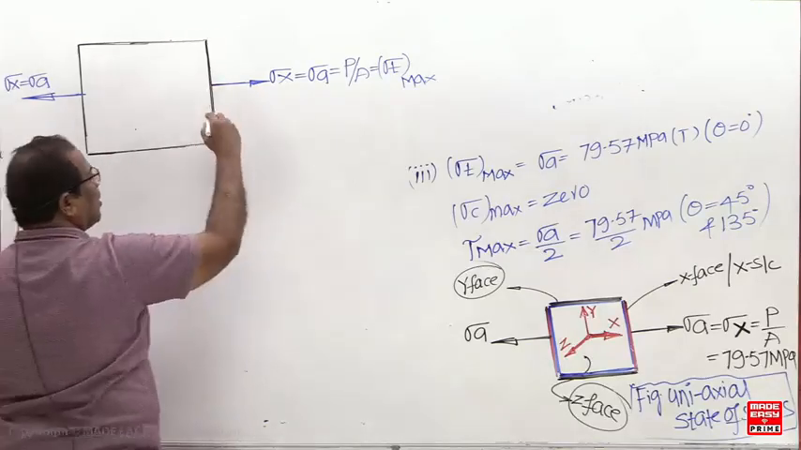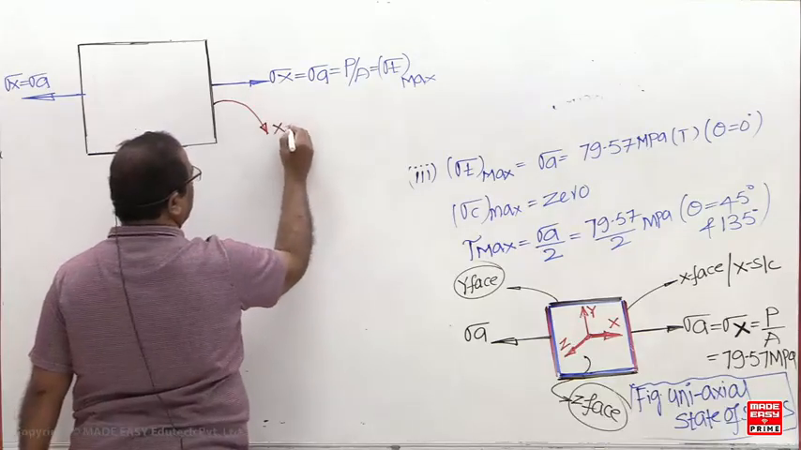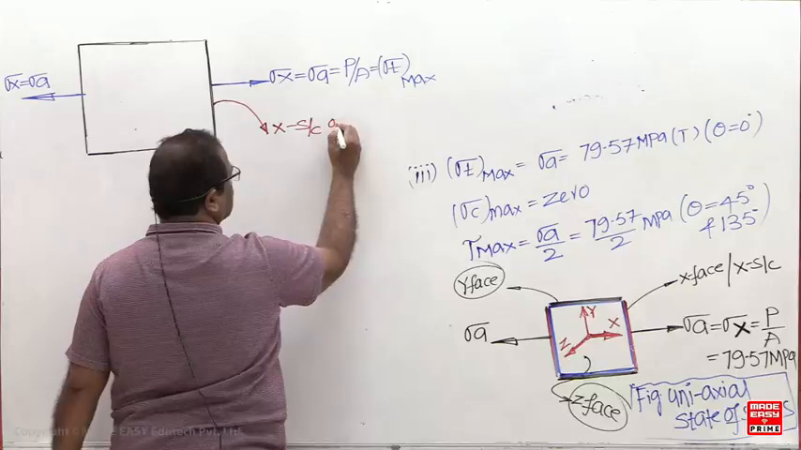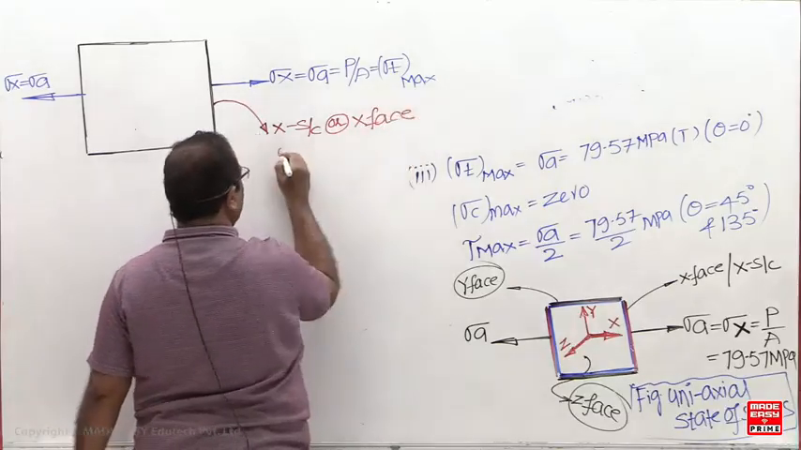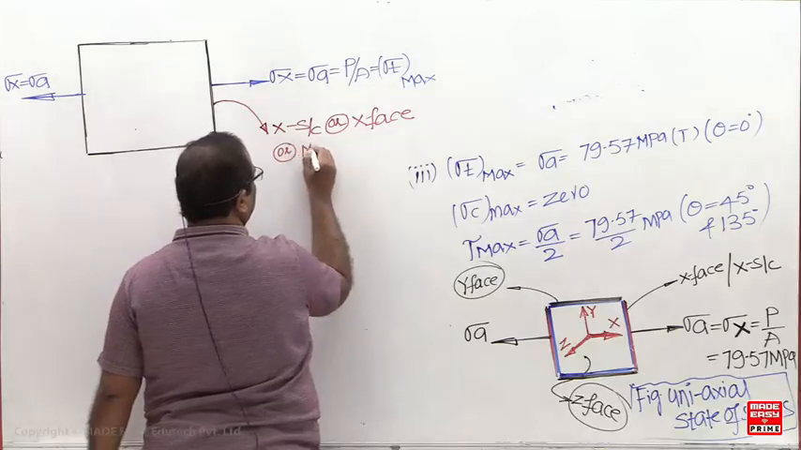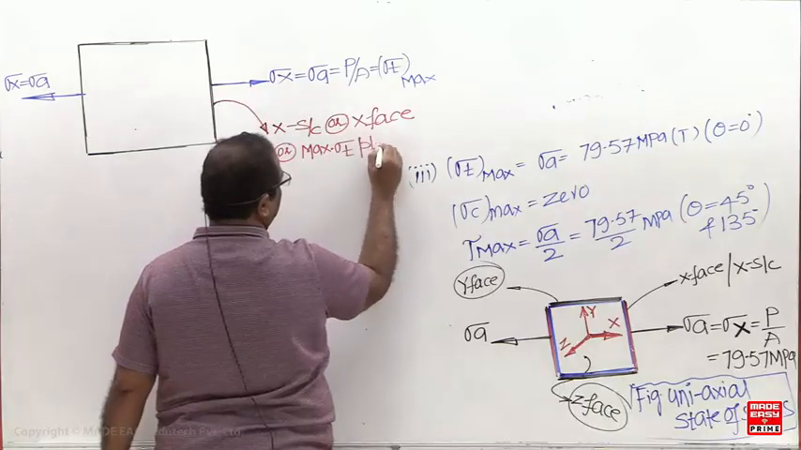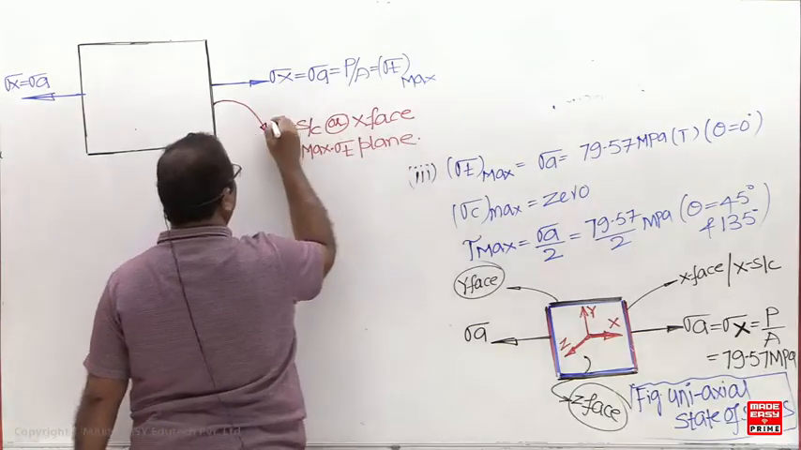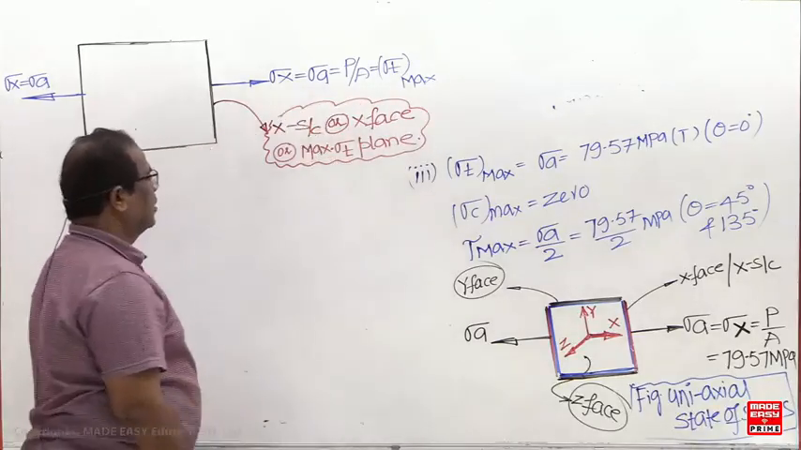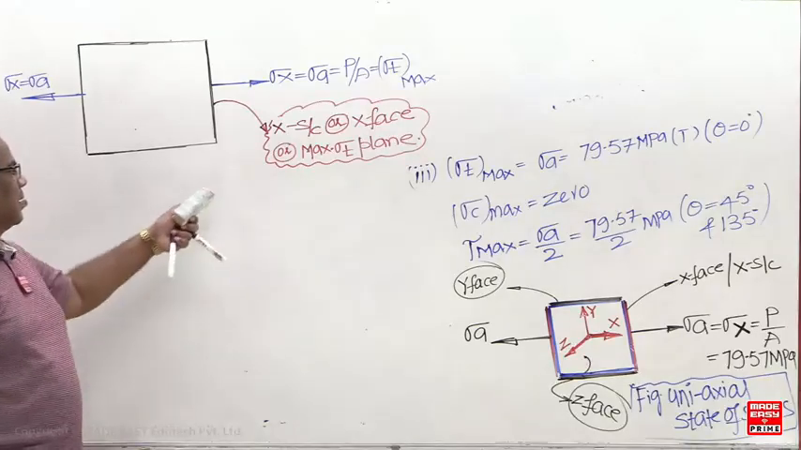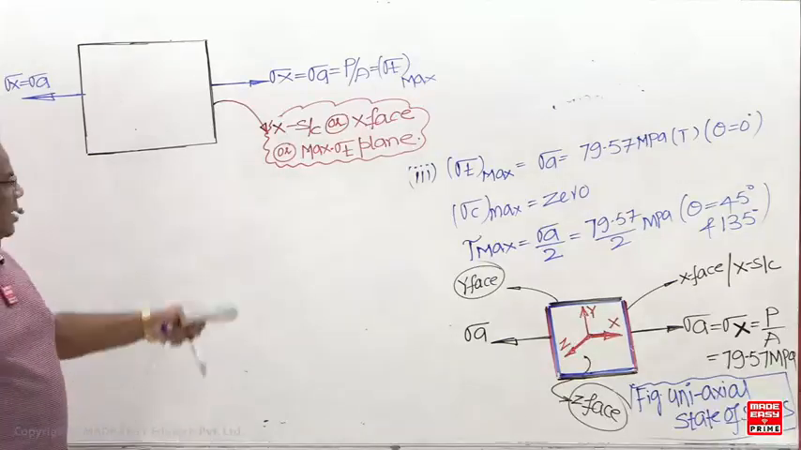Now what is this vertical line called? Cross section, x face, or maximum tensile stress plane, or what you can also call it is the fracture plane for which material? Brittle material.